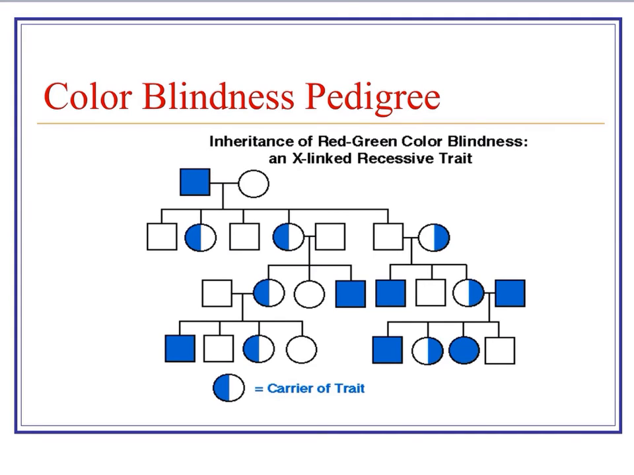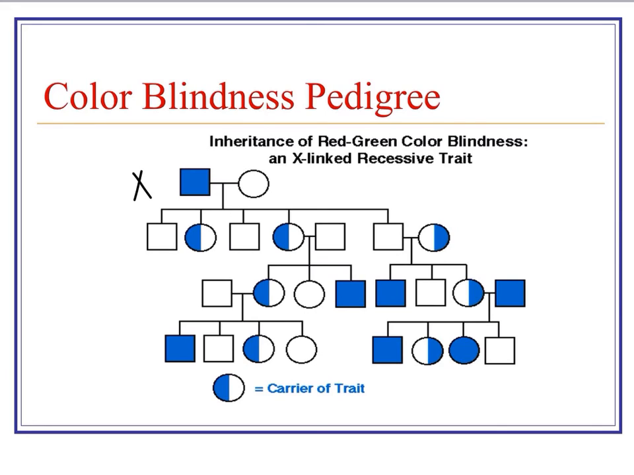The final pedigree we're going to look at is one for colorblindness, which remember is an X-linked recessive trait. What makes this pedigree different from the other one that we just looked at is this one actually shows the carriers. So all of these circles that are half shaded in represent females who have one recessive allele for color blindness on the X chromosome, but they still have that dominant allele as well. So they're not actually colorblind.